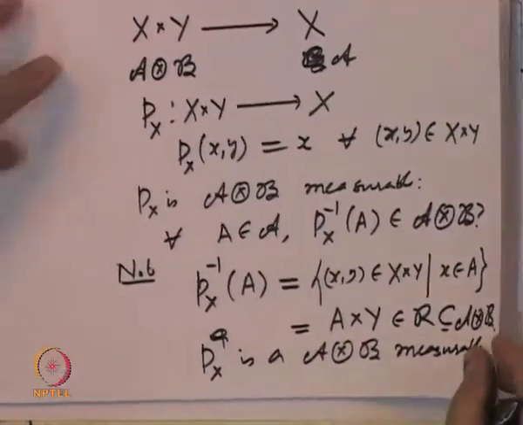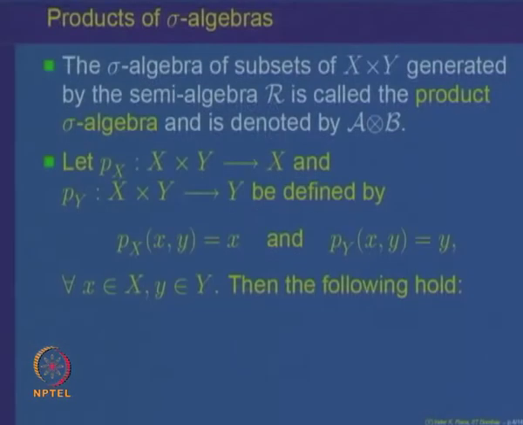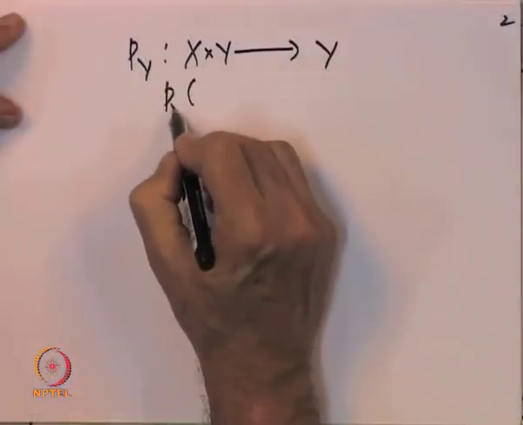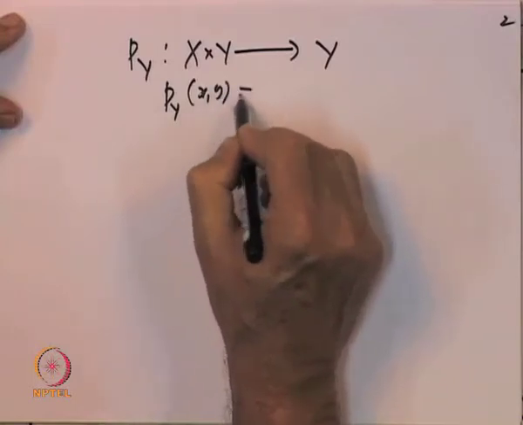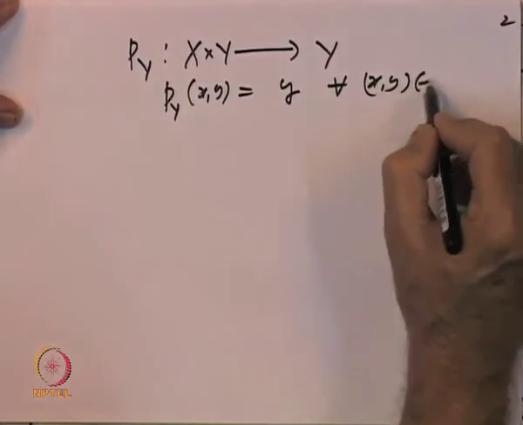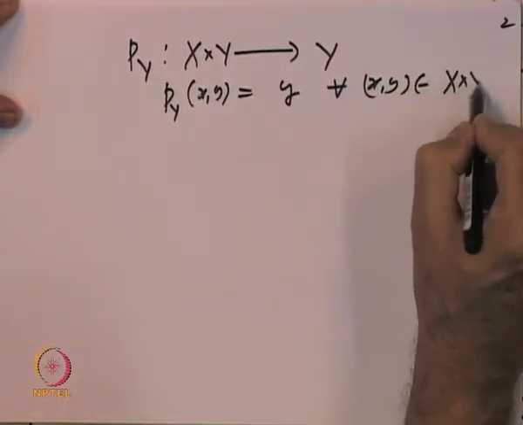So, P x is A times B measurable, and similarly we can show the same for P y. P y is a map from x cross y to y, where P y of x comma y is y for every x comma y belonging to x cross y.